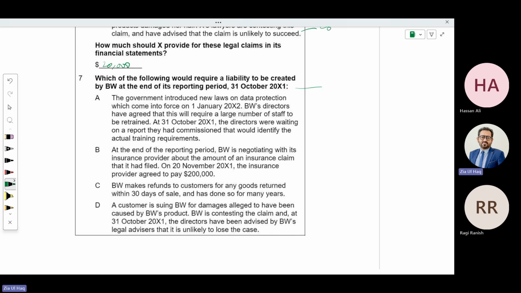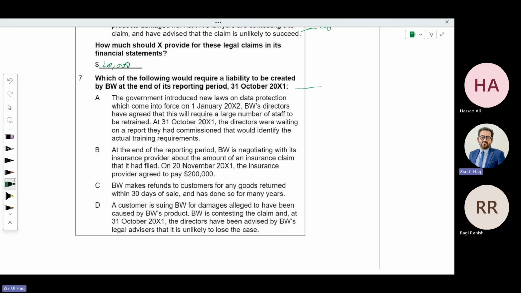No. Disclosure. At the end of the reporting period, BW is negotiating with its insurance providers about the amount of an insurance claim that it had filed. On 20th November 20X1, the insurance provider agreed to pay 200,000. This is not a liability. This is an inflow. BW makes a refund to customers for any goods returned within 30 days of sales and has done so for many years. Provision should be recorded. Warranty provision.